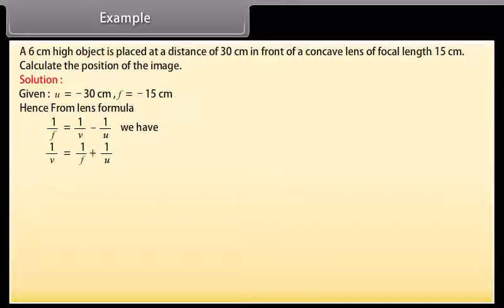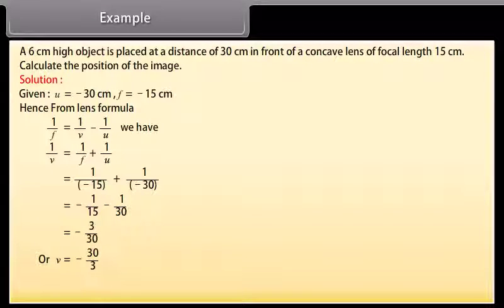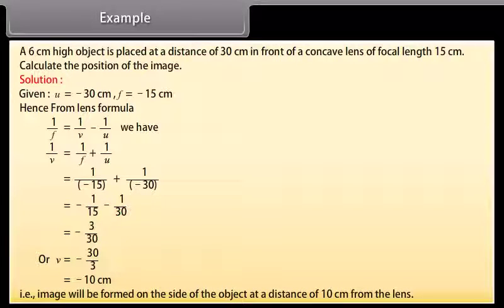We have 1 upon v is equal to 1 upon f plus 1 upon u is equal to 1 upon (minus 15) plus 1 upon (minus 30) is equal to minus 1 upon 15 minus 1 upon 30 is equal to minus 3 upon 30, or v is equal to minus 30 upon 3 is equal to minus 10 centimeters. That is, the image will be formed on the side of the object at a distance of 10 centimeters from the lens.